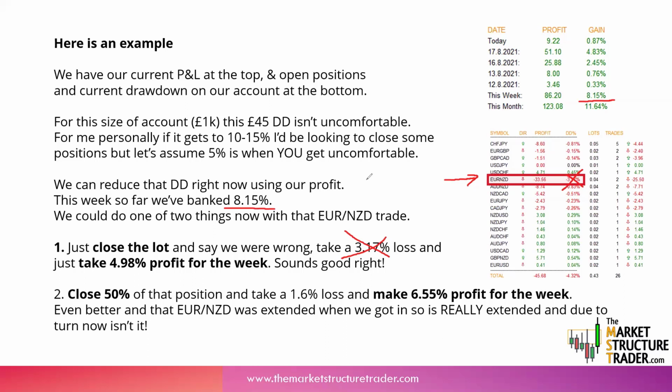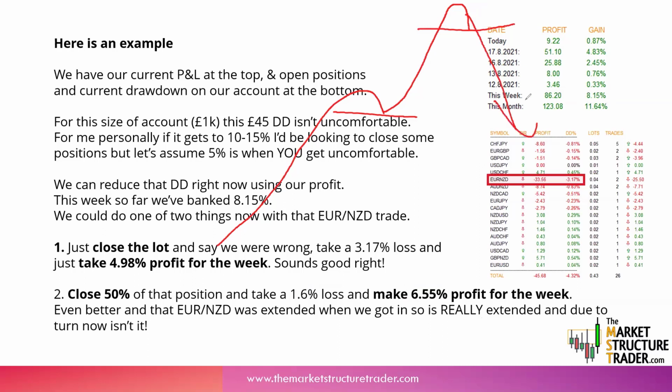Or the better option is to close 50% of that position, okay? So take a 1.6% loss and make 6.55% profit this week, okay? Even better. And that Euro New Zealand trade was extended when we got in initially. So it's really extended now and due to turn, yeah? Because we got in for a reason. And that reason is now probably even more likely to happen. So remember when we're adding positions, we're adding lot size as the odds of that move increase because it was already likely when we were here. Now it's really likely to happen, okay?